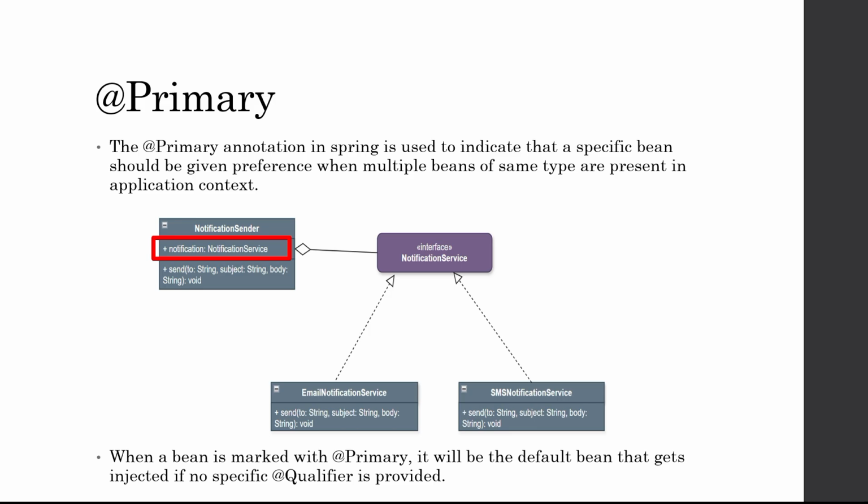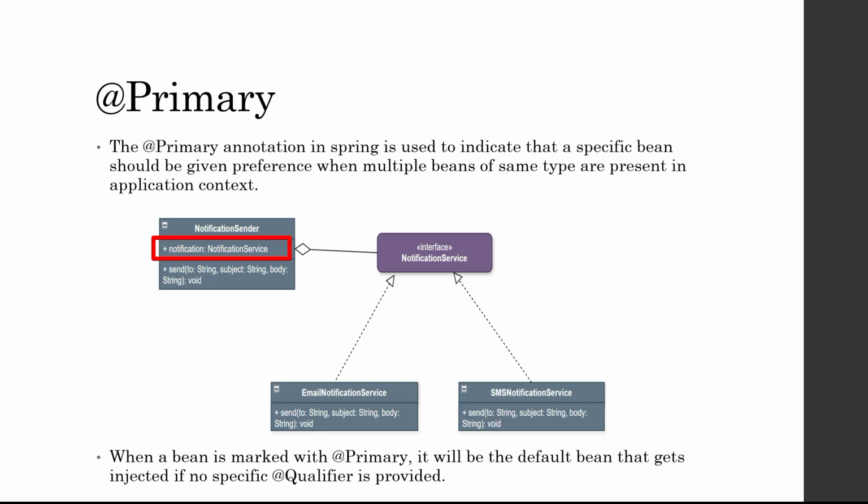We have an interface named NotificationService, and this interface has two implementation classes. One is EmailNotificationService and the other one is SMSNotificationService. We have another class named NotificationSender, and the NotificationSender class contains a NotificationService dependency.